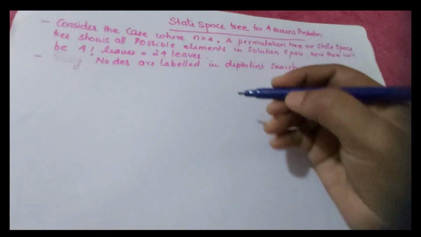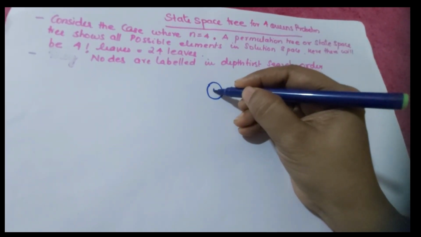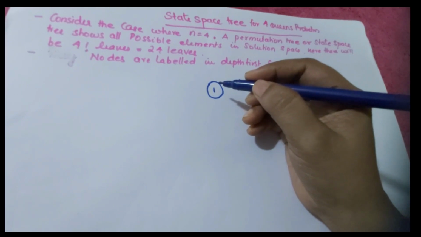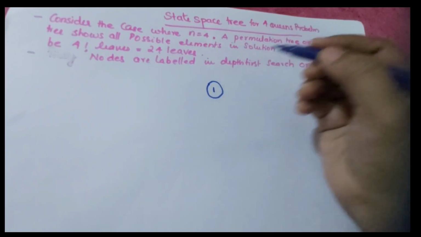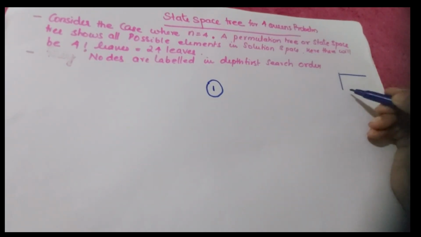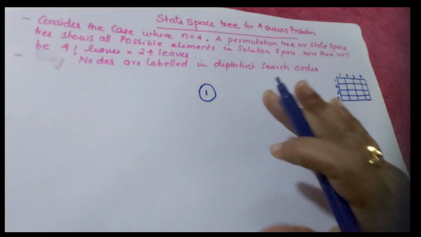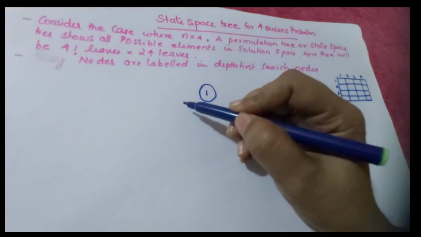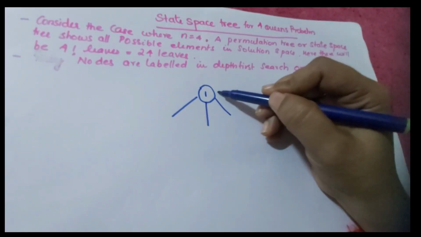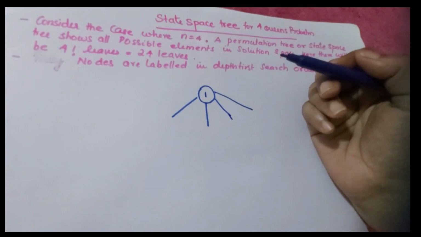So it's a state space tree. First I will have a root. In some textbooks it will be written as 1. So here, how many columns are there? If it is a 4 by 4 matrix, you will have 4 columns and 4 rows. That will be represented here: 1, 2, 3 and 4. 4 columns will be there.